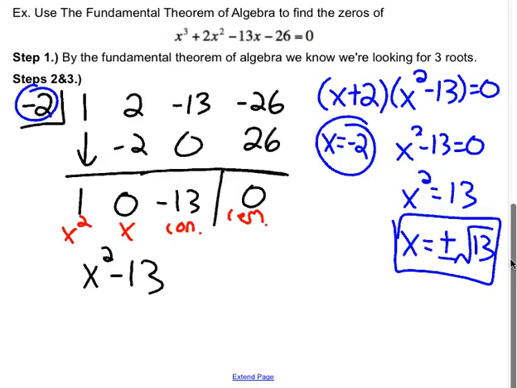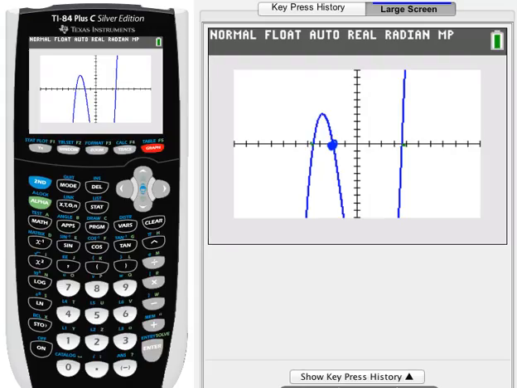The nice thing here is, once again, this makes sense. I got two real solutions. Real solutions should be visible in the graph, and they are. This right here is positive square root of 13. This right here is negative square root of 13. So again, when you're getting real solutions, they are visible as x-intercepts. So this makes sense to us, okay? We got what we needed.